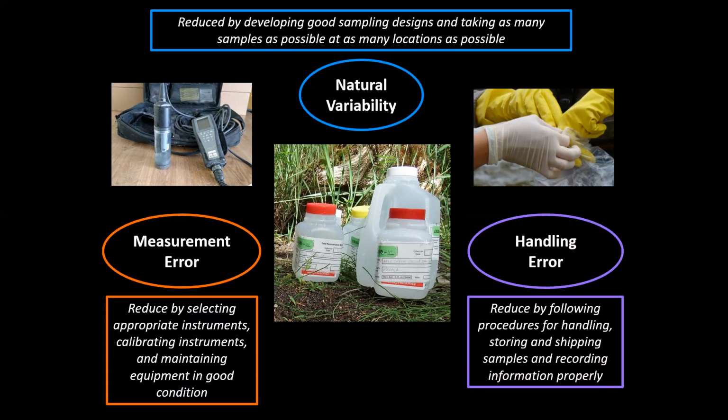Handling error is another source of error when there's a human element of samples being collected in the field and mistakes can happen. Handling error can be reduced by following established procedures for sample handling, for storing and shipping those samples, etc. And measurement error is also often a factor when any instruments are being used to collect data. Measurement error can be reduced by selecting appropriate instruments, by calibrating those instruments well, by maintaining them in good condition, etc., to make sure that the data that they're collecting over time is good quality and is comparable.